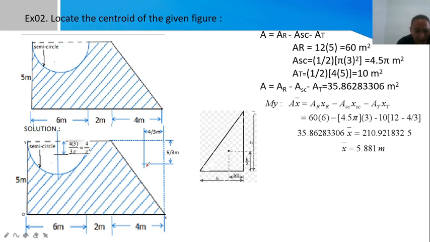But the distance of the centroid of this will be based from my reference. That is why there is 12 minus 4/3, because that distance is the distance coming from here to there. 12 minus 4 over 3. Okay, combining them, I arrive at the value, then I have to divide with the area, and the result is 5.881 meters.